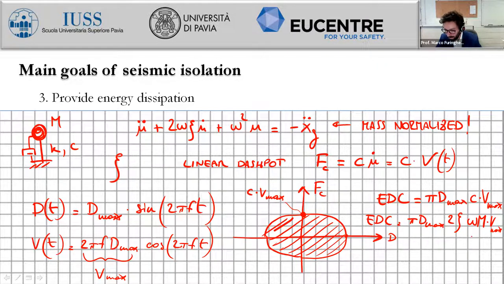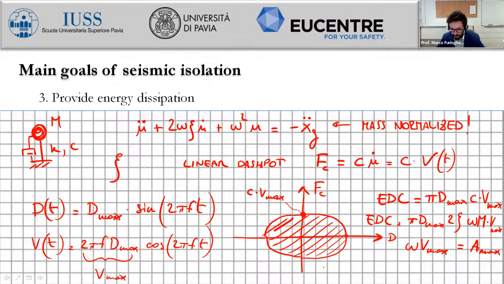Okay, but we can see that omega Vmax can be considered as the maximum acceleration. If we have harmonic motion, you see that Vmax is just 2 pi f, which is omega, times d max. And the same if we compute the first derivative of v over t, the maximum amplitude of acceleration, which is the first derivative of velocity, is omega times Vmax. So omega times Vmax, these two parameters, is equal to the maximum acceleration. And the maximum acceleration times the mass is actually the maximum force.